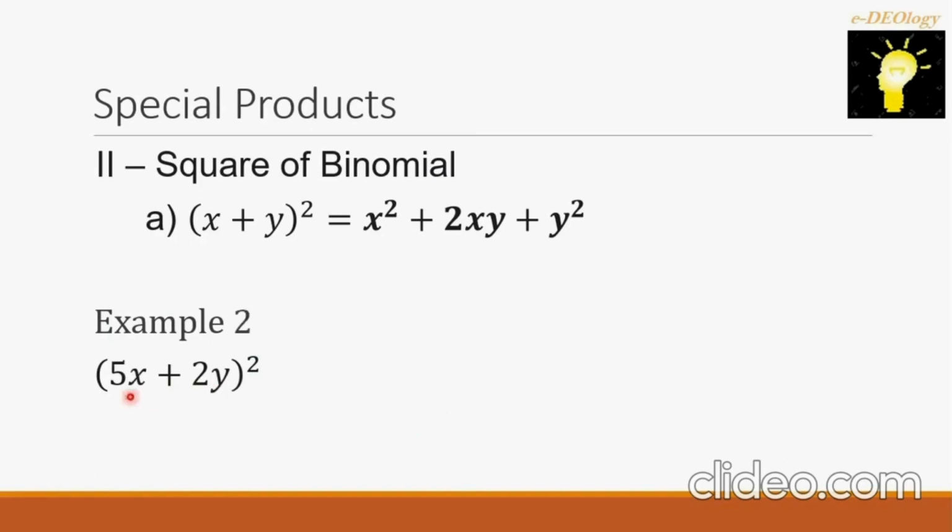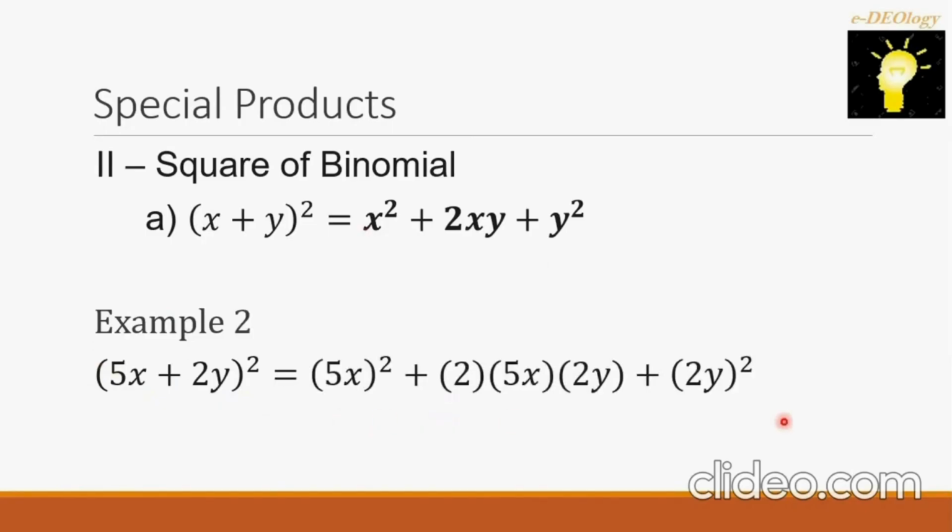Example 2. 5x plus 2y all raised to 2. So for our 3 terms, directly I put here. The 5x comes from the first term and it is squared. The middle term, the times 2, the constant 2 is here. And then I copy the 2 terms, the 5x and the 2y are here. And the last term will be the 2y must be squared.